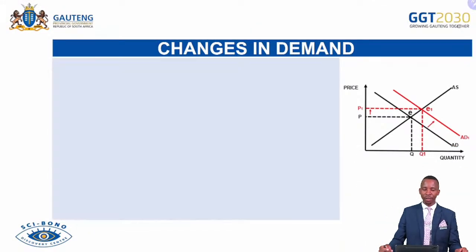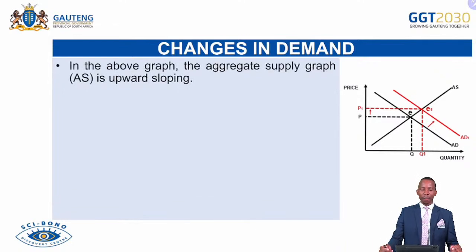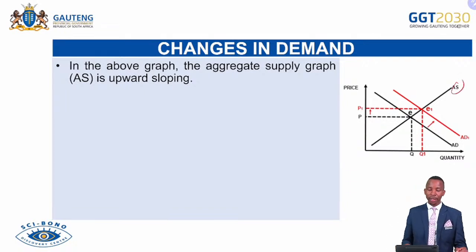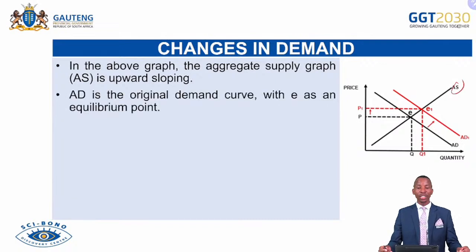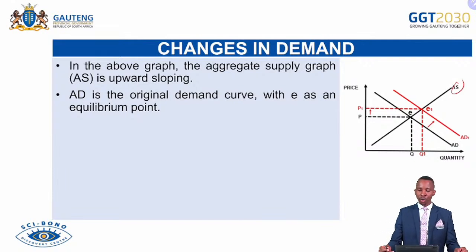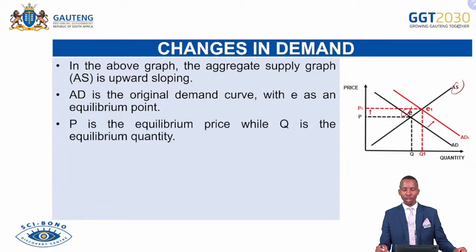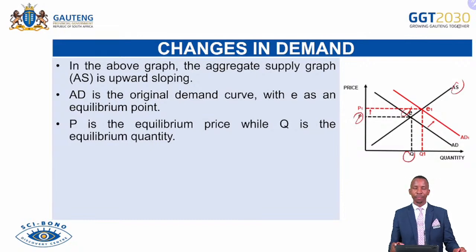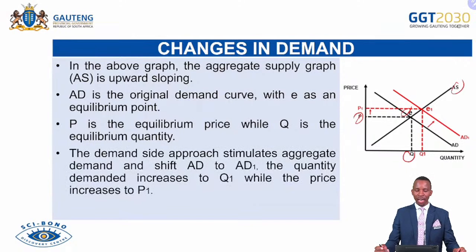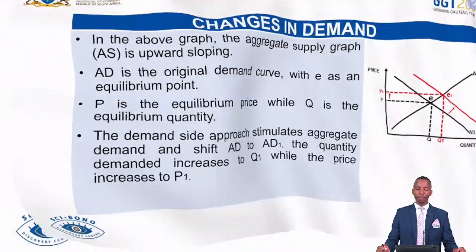The same graph comes in, and in the graph above, aggregate supply is known as AS, that is upward sloping. We can see it is up there. And then we have AD, which is the original demand curve, being downward sloping from the top left to the bottom right. And then we have E as the original equilibrium. P is equilibrium price and Q is equilibrium quantity. We see P and Q. And then the demand side approach stimulates aggregate demand and shifts AD to AD1. The quantity demanded increases to Q1 while the price increases to P1.